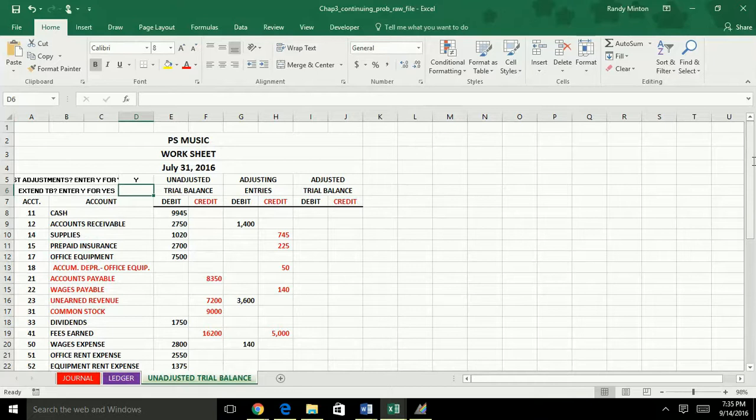Now, to finish up Chapter 3's problem, we have to have an adjusted trial balance. And the way that we get the adjusted trial balance is quite simple. Okay, if I have a debit over here, then I'm going to have a debit over here. So if I start out and I have a debit, do I have any debits here? No. Do I have any credits here? No. If I had a debit, I'd add it. If I had a credit, I'd subtract it. So that's not the case here.